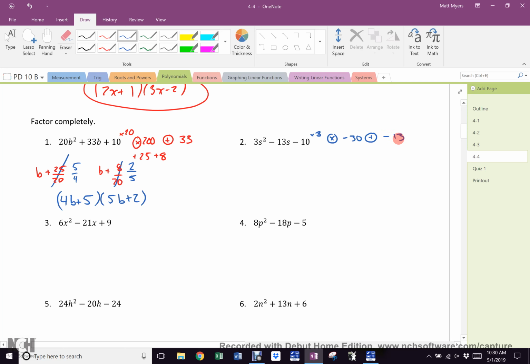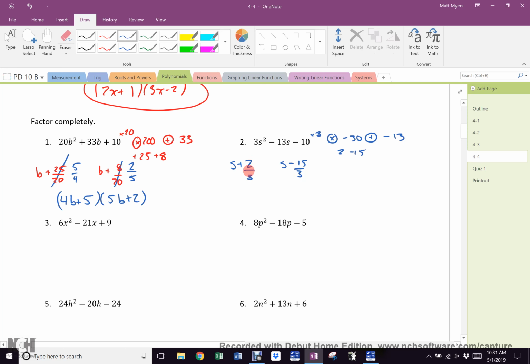Negative 13. Is it 1 and 30? No. Is it 2 and 15? Yeah. A bunch of you were going to say 10 and 3. But no. Because 2 and 15 is the only way to get to negative 13. How? 2 minus 15. So it is s plus 2, but not really 2. What is it really? 2 over 3. And s minus 15, but not really 15. 15 over 3.